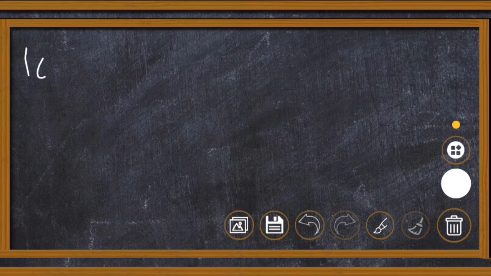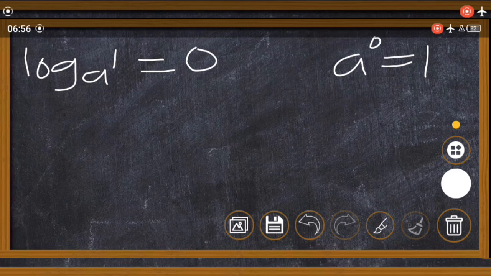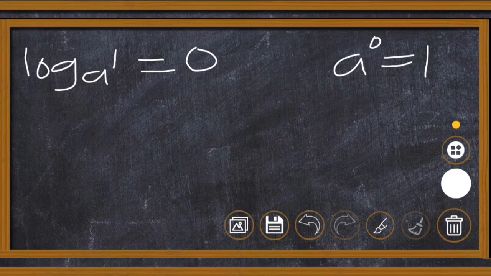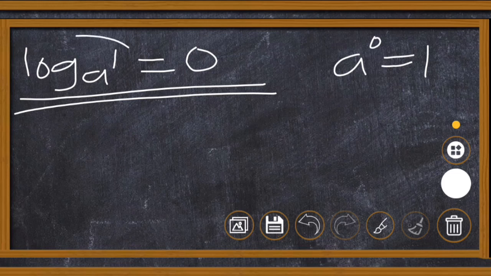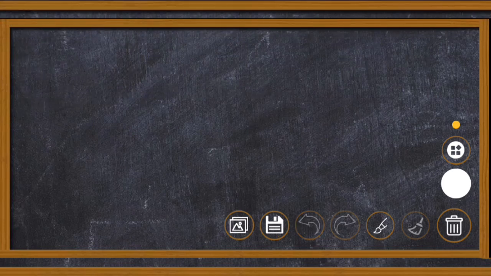Now, if you have log 1 there, this is always equal to 0, because converting this into exponential function, this is the same as a power 0 equals 1, and any value raised to power 0 is 1. So that's why this is always equal to 0. Okay, let's look at some of the examples.